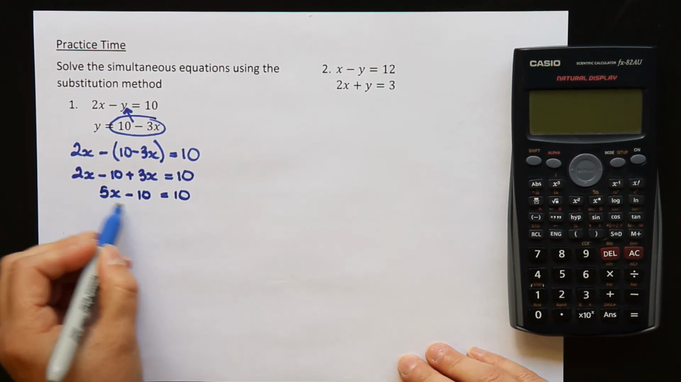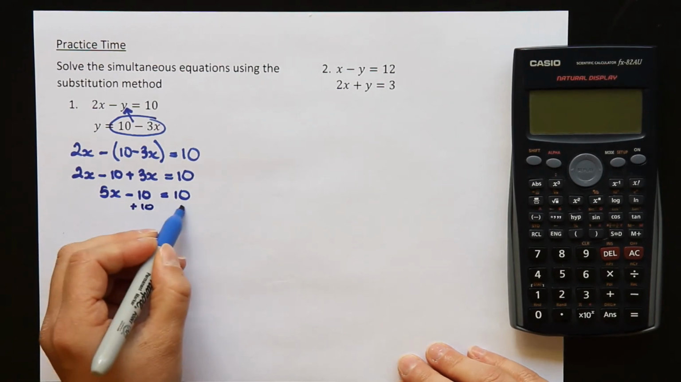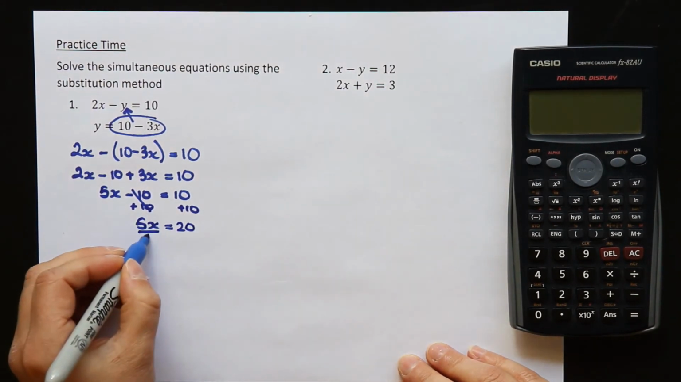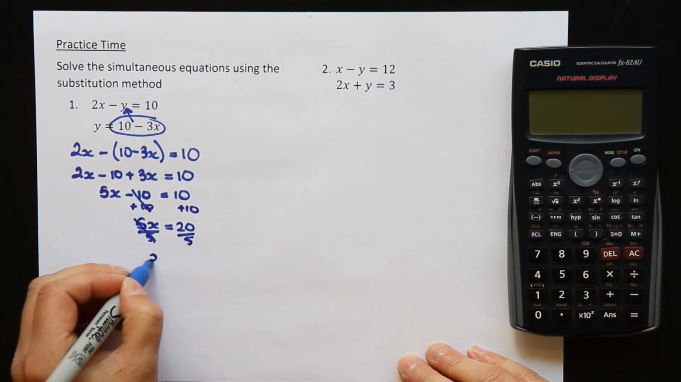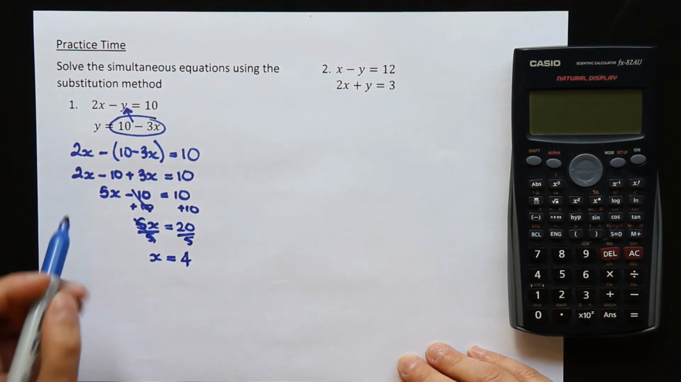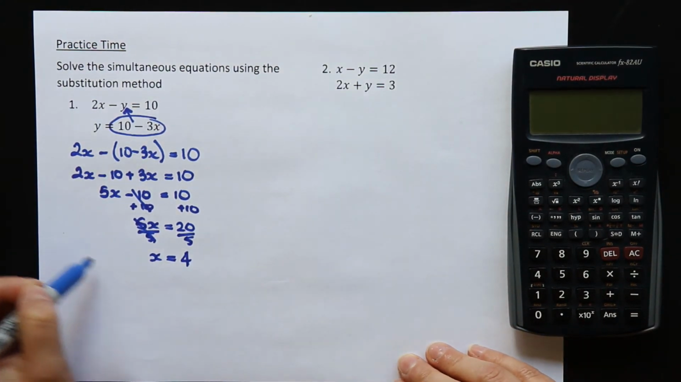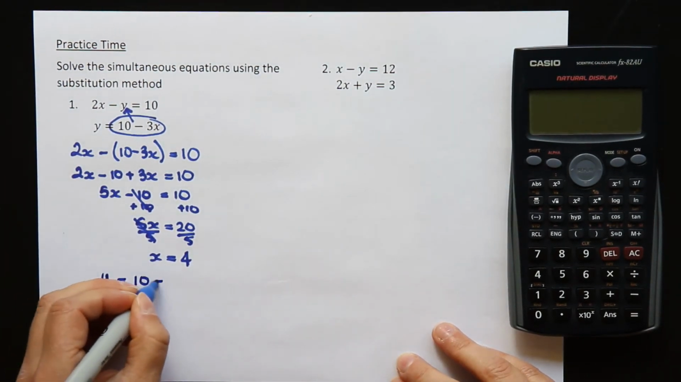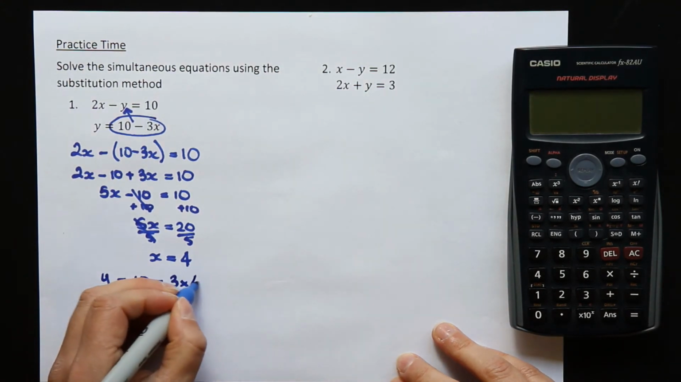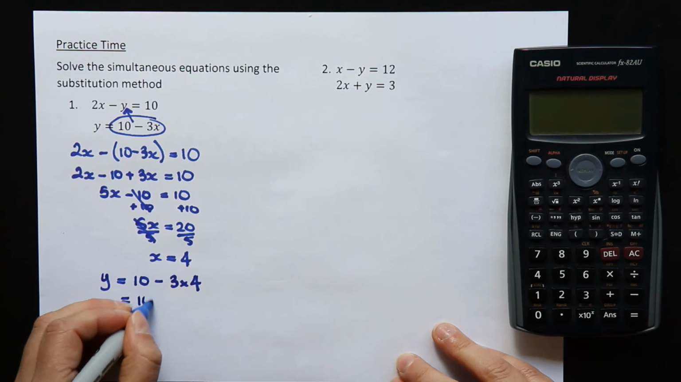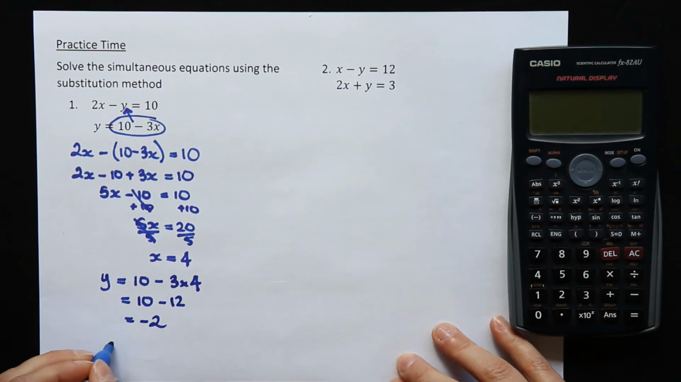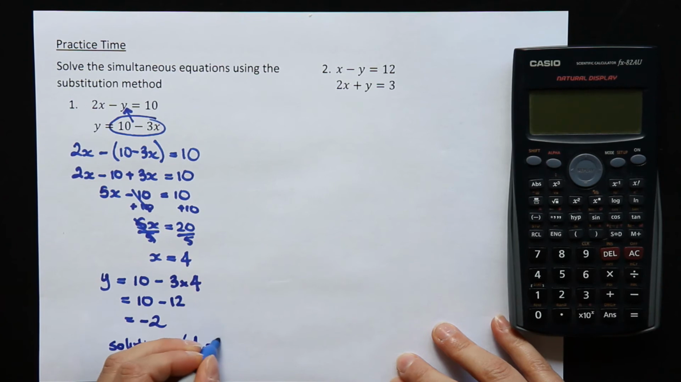Alright, equation solving, moving things away. We want to add 10. 5x is equal to 20, and then we divide by the 5. x is equal to 4. Okay, let's find out what y is equal to by substituting that into this equation. y is equal to 10 minus 3 times x, but x is 4. So that is 10 minus 12, which is minus 2. So our solution is x is 4 and y is minus 2.